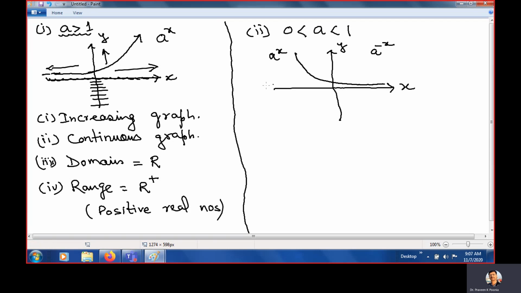Okay. So if you see, as x is going up, the graph is coming down, down, down, down, down. So point number 1, it is a decreasing graph.